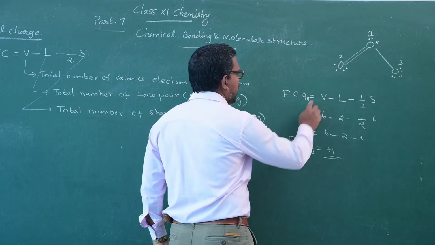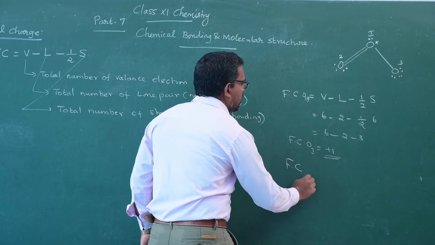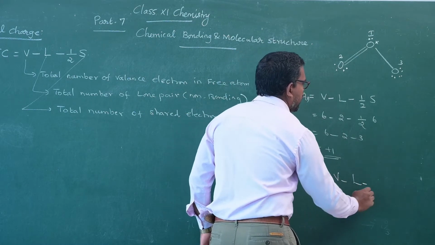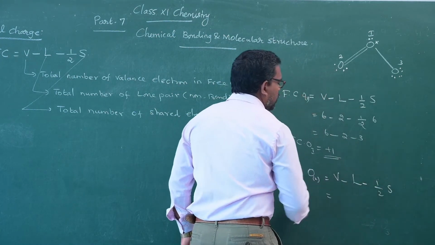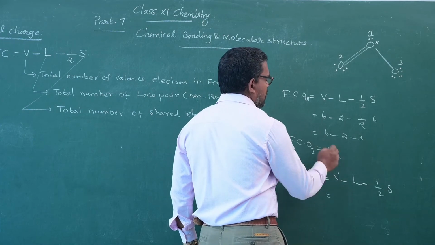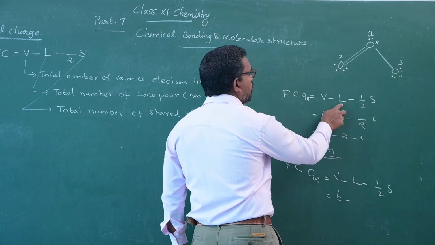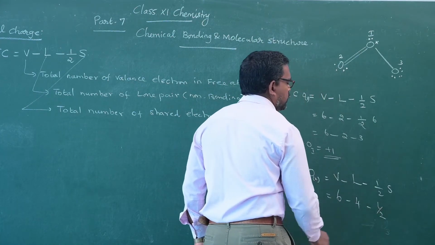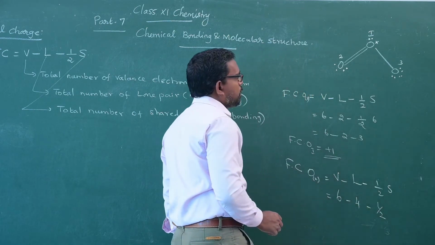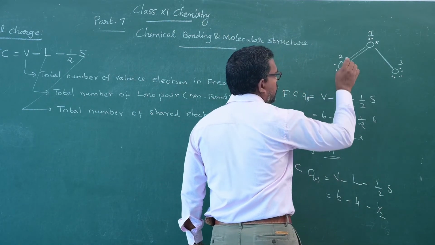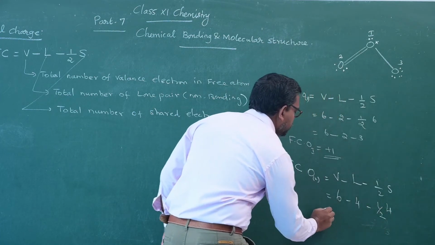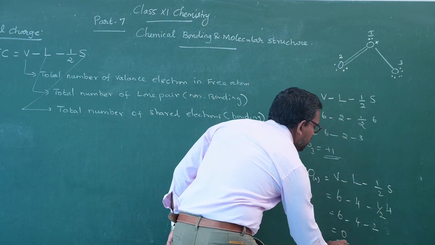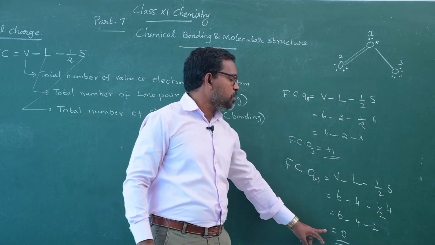Similarly, in the case of the second atom, formal charge of oxygen 2 is equal to V minus L minus 1 by 2 into S. Here also the valence electrons are 6. It consists of 2 lone pairs of electrons, therefore 4, minus 1 by 2 into the bond pair electrons. Here it is surrounded by 2 bonds, therefore 4. 6 minus 4 minus 2 is equal to 0. The formal charge of the second oxygen atom is 0.